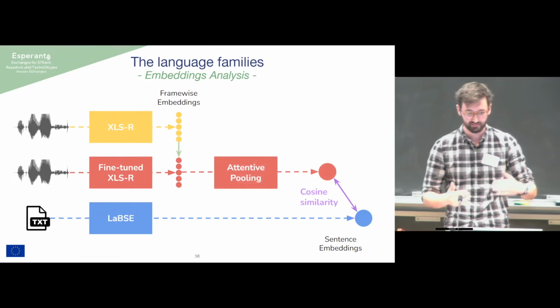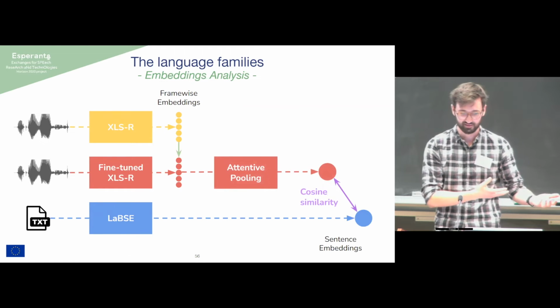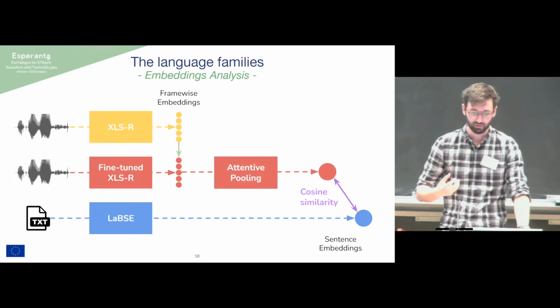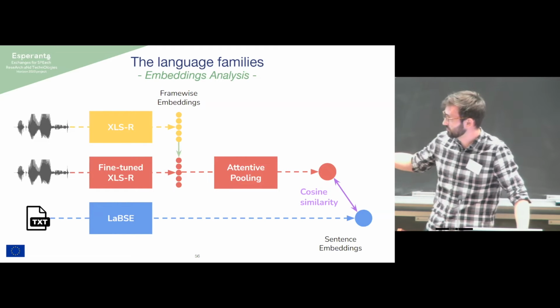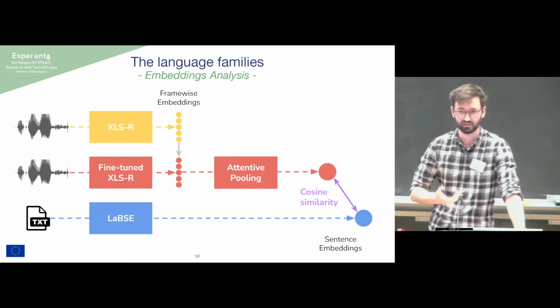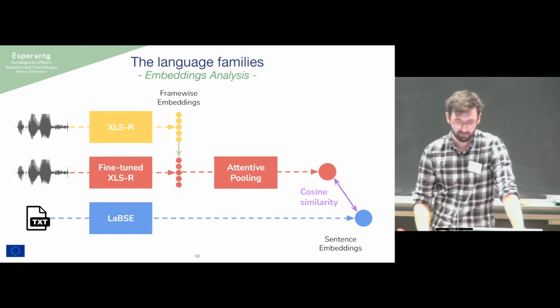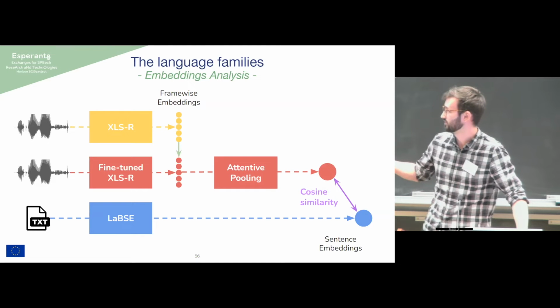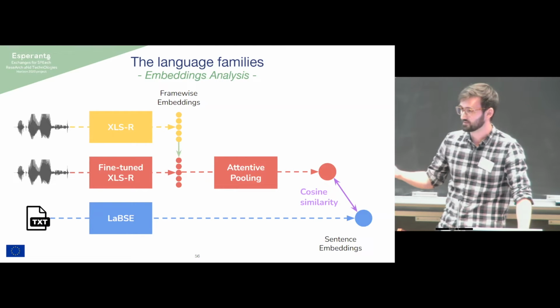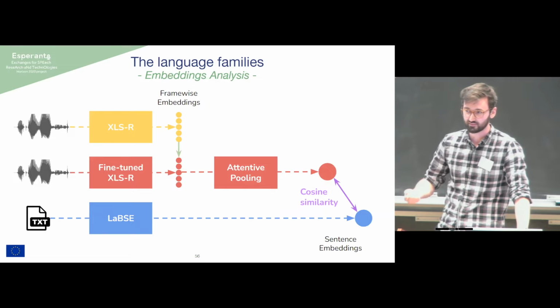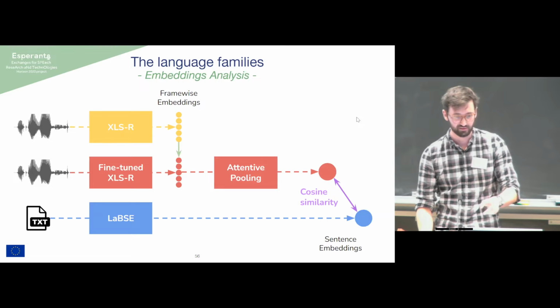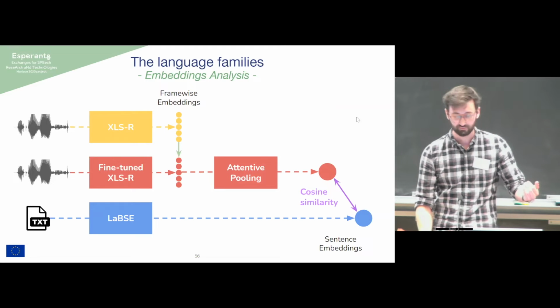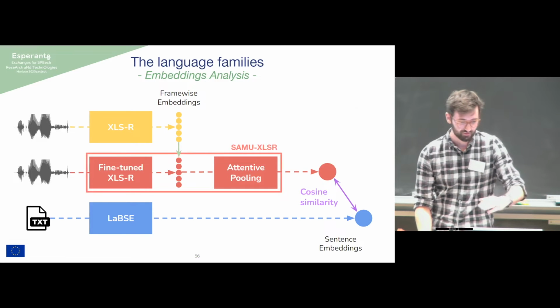SAMU-XLSR is a version of the XLSR model where the frame-level embeddings were pooled using attentive pooling to get sentence embeddings that can then be compared to LAPC embeddings, because LAPC is a sentence embedding model. So here we compared two metrics. That's a bit basic, but it allowed us to perform some analysis without depending on a downstream task, directly on the embeddings produced. The first is the cosine similarity between the sentence embeddings, so it's a similarity: the higher, the closer. And that's SAMU-XLSR.